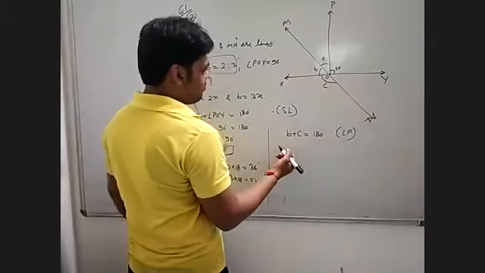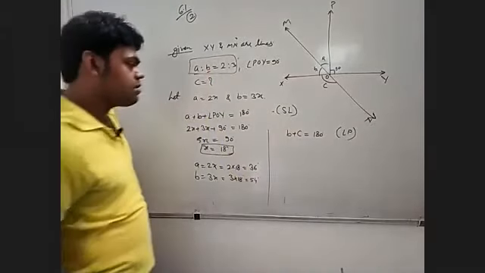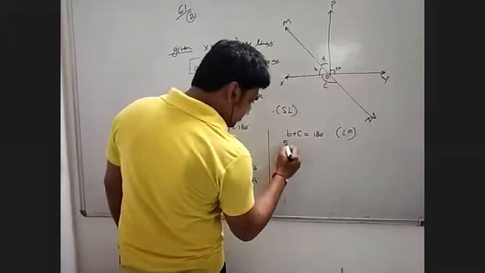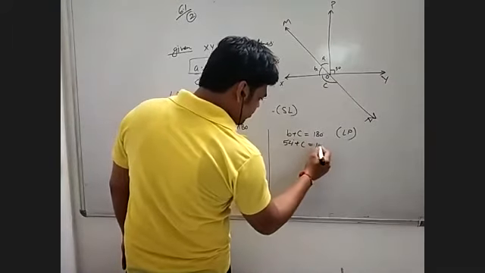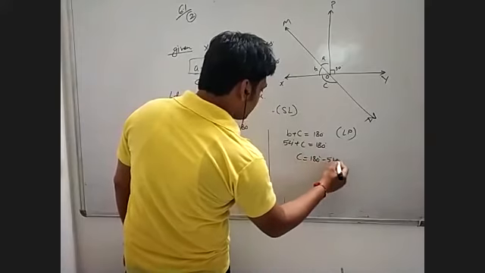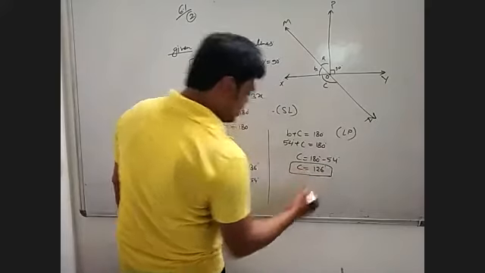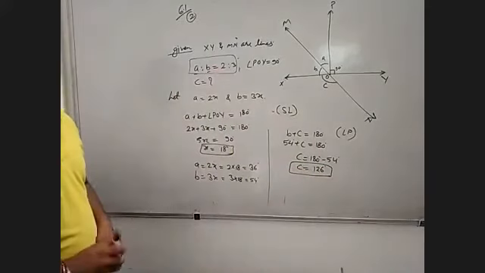So B plus C is 180. What is the value of B? 54 plus C is equal to 180. So C is equal to 180 minus 54, which will be 126 degrees. The value of C has come.